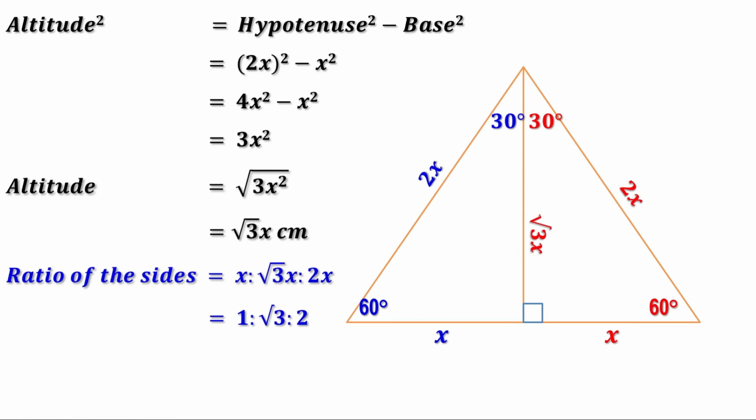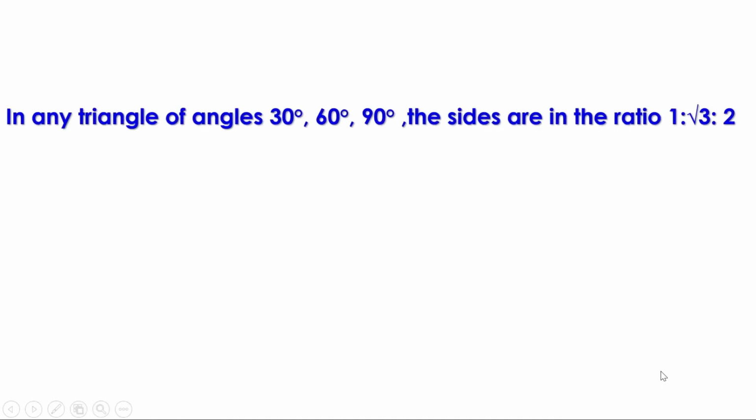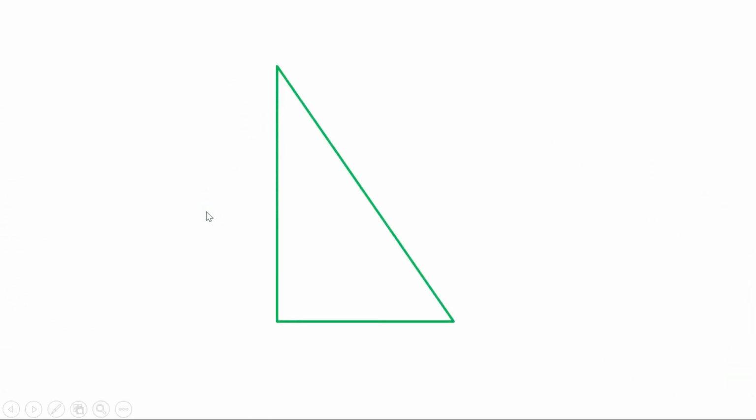As in the previous case, we can draw triangles of different sizes with angles 30 degree, 60 degree and 90 degree. Their measures may be different, but the sides are in the ratio 1 is to root 3 is to 2. Or we can say, in any triangle of angles 30 degree, 60 degree, 90 degree, the sides are in the ratio 1 is to root 3 is to 2. Look at this triangle. The angles are 30 degree, 60 degree and 90 degree. Let the base be 3 centimeter. Then this side is 3 root 3 centimeters and hypotenuse is 6 centimeters.